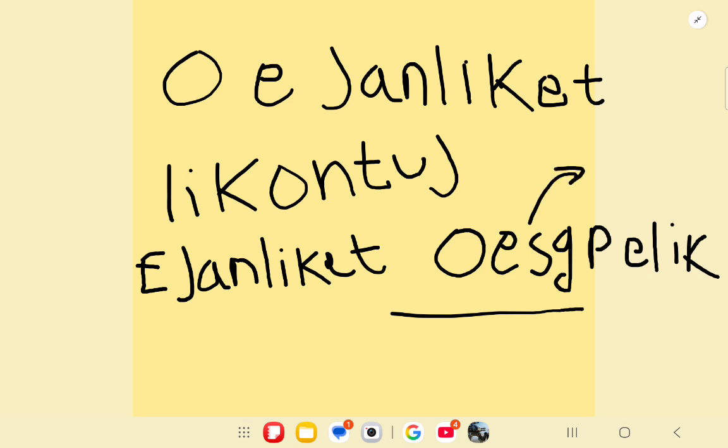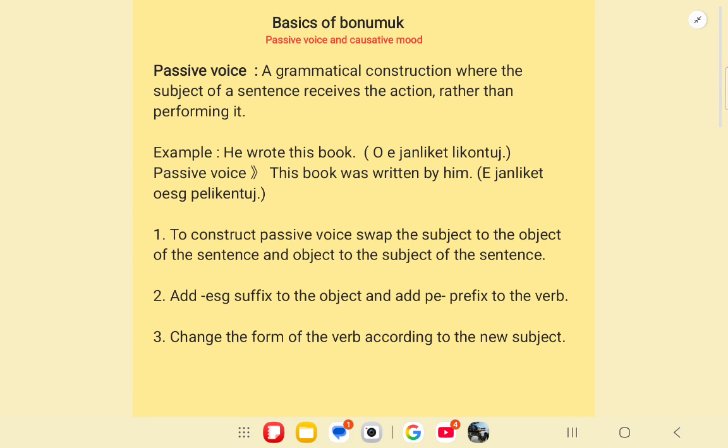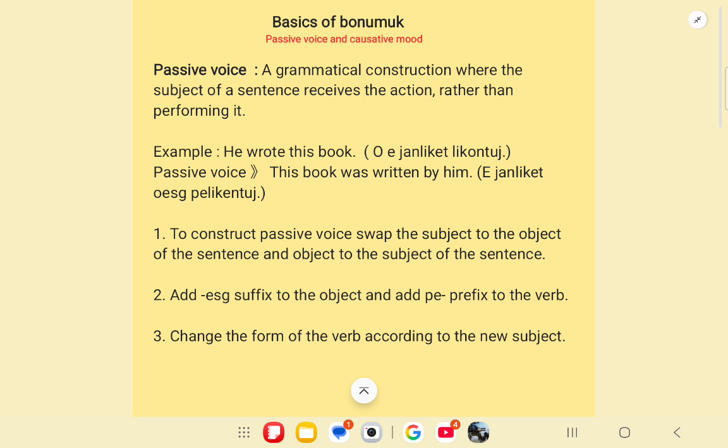So what does esg mean? Esg means by. It means by in English. Like in English, we use the word by. So the esg suffix means by. Okay, and in Bonumuk, the object of the sentence comes in the middle, just after the subject and before the verb.